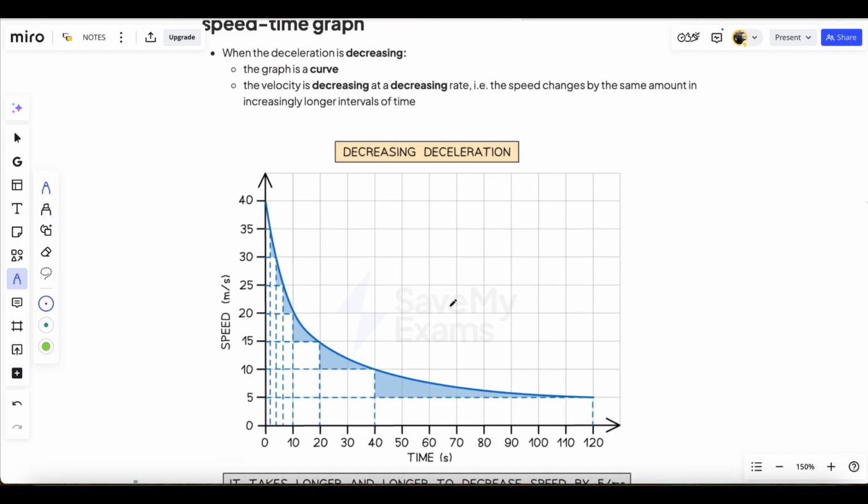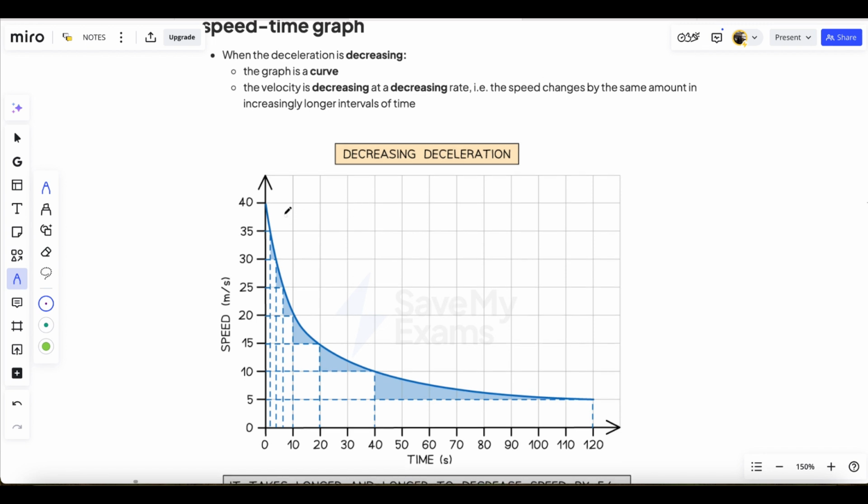Now this is also a decreasing deceleration. When a line slows down like this, a slope going down is a deceleration. This is a decreasing deceleration. So when a curve is like this, it's a decreasing deceleration. When we have a speed-time graph that looks like an exponential decrease, like the half-life graph, the one that looks like that, this is called a decreasing deceleration.